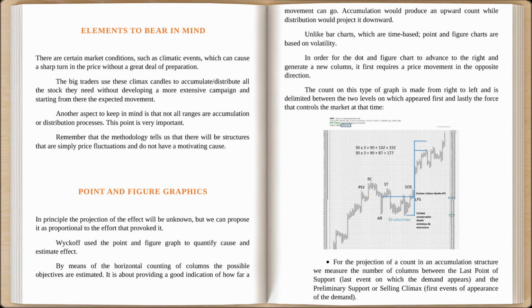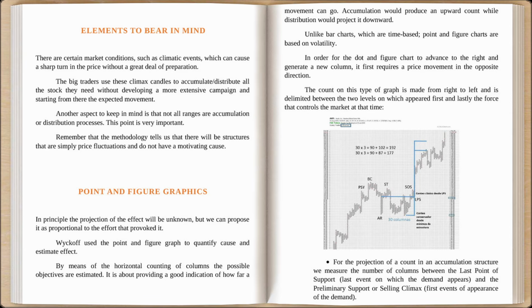Point and figure graphics. In principle, the projection of the effect will be unknown, but we can propose it as proportional to the effort that provoked it. Wyckoff used the point and figure graph to quantify cause and estimate effect. By means of the horizontal counting of columns, the possible objectives are estimated. It is about providing a good indication of how far a movement can go. Accumulation would produce an upward count, while distribution would project it downward.